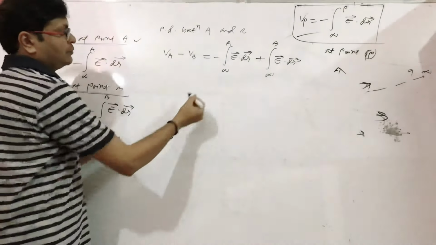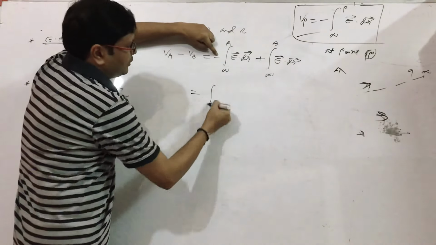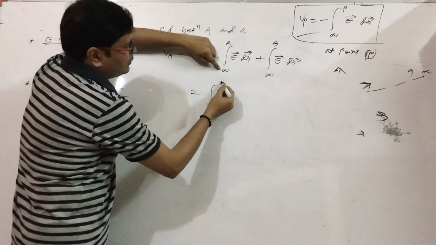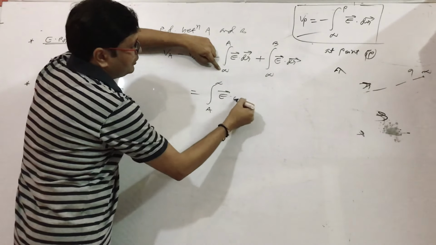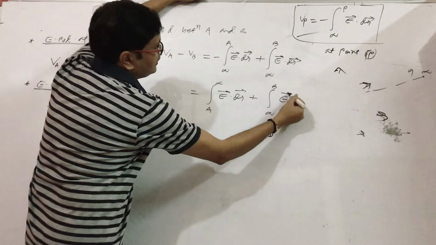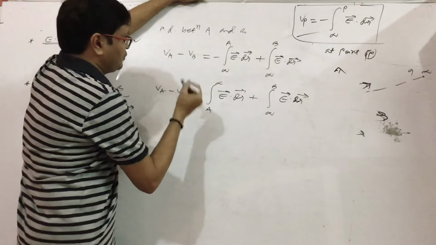Ready? Now I would like to remove this minus sign. You know that in integration, if you remove the minus, then obviously the limits get interchanged. The upper limit becomes lower, and the lower becomes upper. So infinity to A E dot dr plus infinity to B E dot dr. This is your VA minus VB.